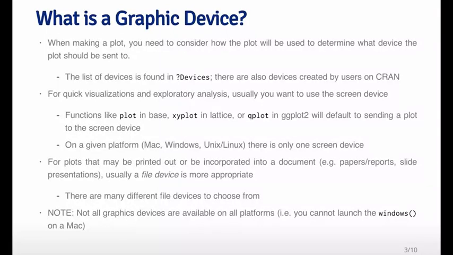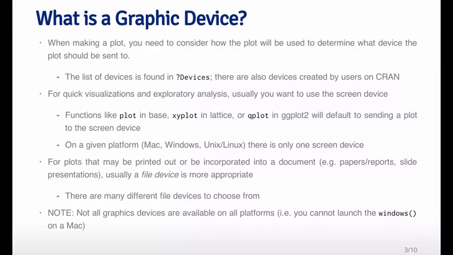When you're plotting data and doing some visualizations and exploratory analysis, usually the most obvious place to send a plot is the screen device. You call a plot function like plot or xyplot, or maybe you're using qplot in ggplot2, and the plot will go to the screen device. Then you can look at your data very quickly and see what you're going to do for the next plot. On any given platform, whether you're using a Mac or Windows or Unix, there's only one screen device. So you don't have to make any choice about which screen device to send it to. There's only one place to go, so you don't have to worry about it.